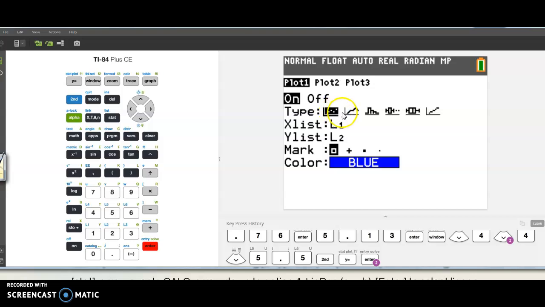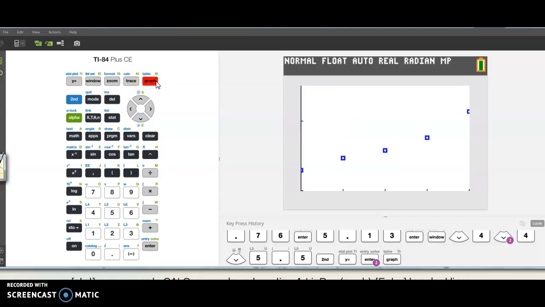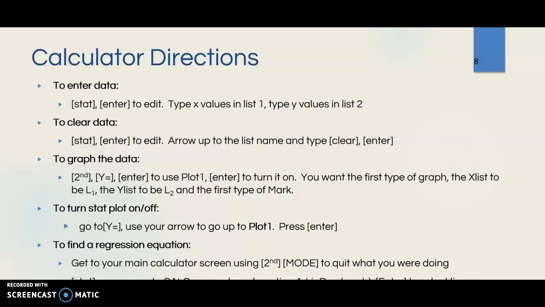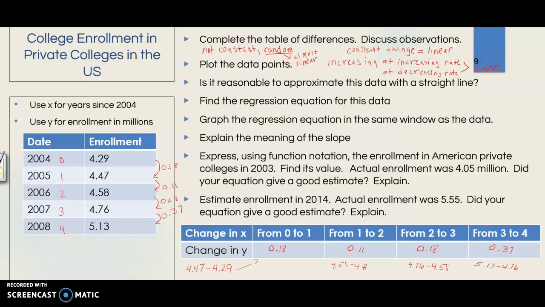I want the first type of graph, which is just plotting of the points based on list 1 and list 2. And I'm going to have this little square show up wherever a point is. And this is the color edition, so those are going to show up in blue. So all of that looks all set, and I hit graph. And here are my points. So again, in your video, you can pause on this screen if you would like to go through those directions. It explains exactly what we did.